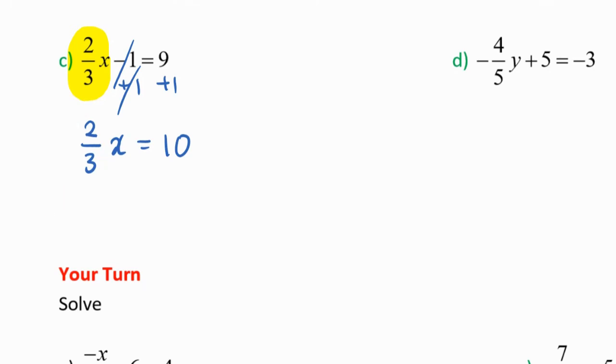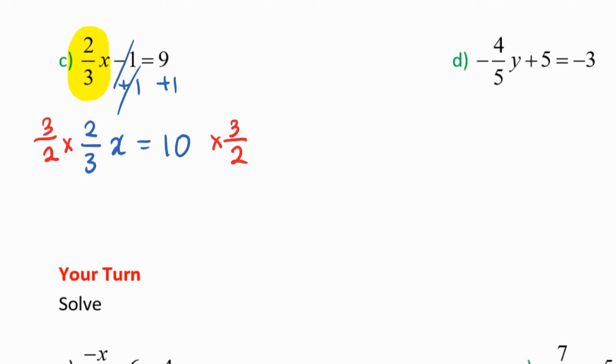We want to make this number be 1. Alright? So I'm going to multiply the reciprocal. What's the reciprocal, everyone? Yeah, you can just simply flip the number to find the reciprocal. So I'm going to multiply 3 over 2, 3 over 2, both sides.